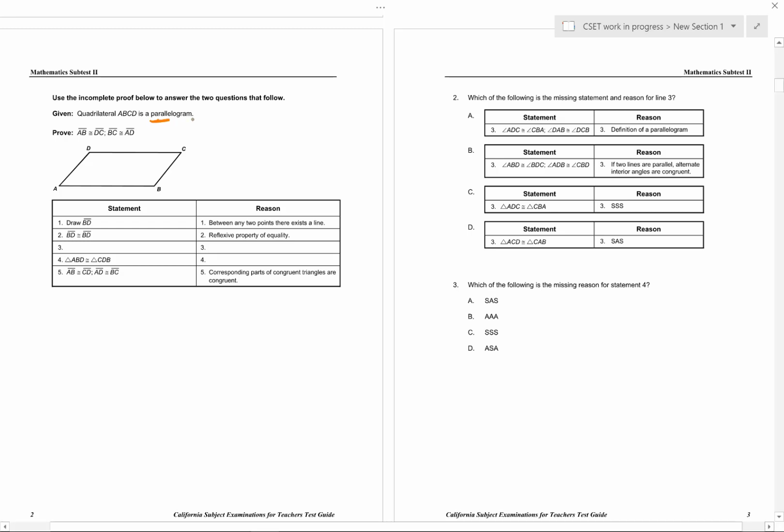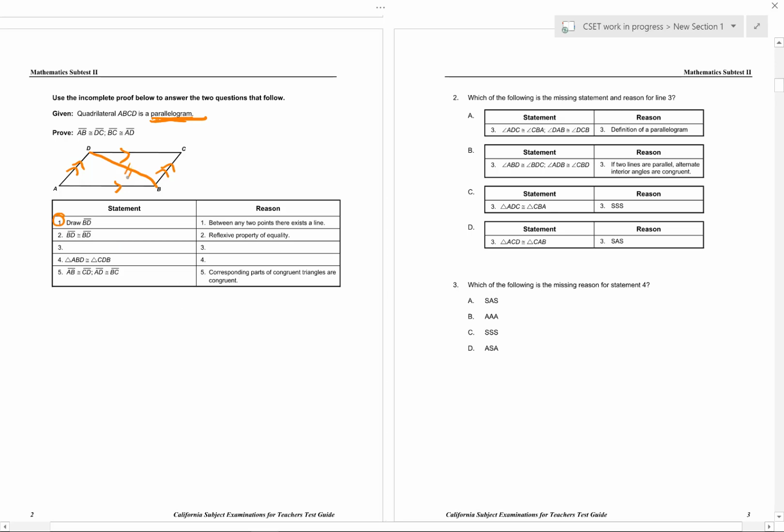So all we're given is that the quadrilateral is a parallelogram. So by definition of a parallelogram, opposite sides are parallel. And following their proof, they want us to draw BD first. They could have had us draw the other diagonal, so it's good we looked. And then we've got to figure out, they say this is reflexive.